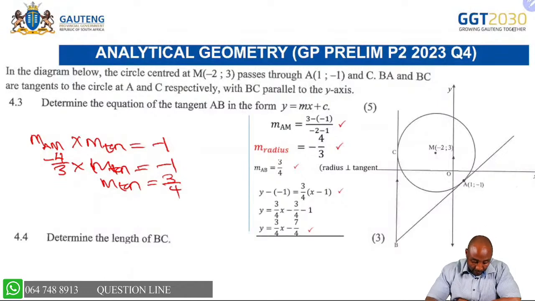We move on now. The length of BC. For us to get the length of BC, we should be able to get the coordinates of B first. The coordinates of C, we already have them. We said it's -7 and 3. Once we have the coordinates of B, our x value along a vertical line is the same. So we are going to use the equation of the straight line.